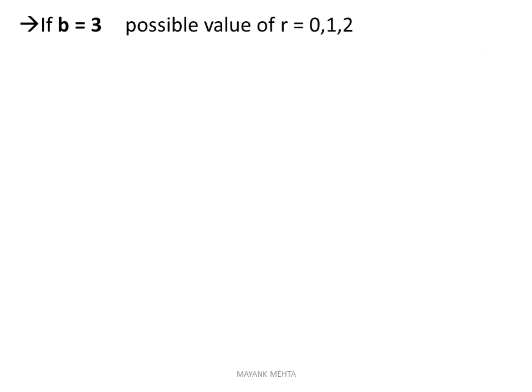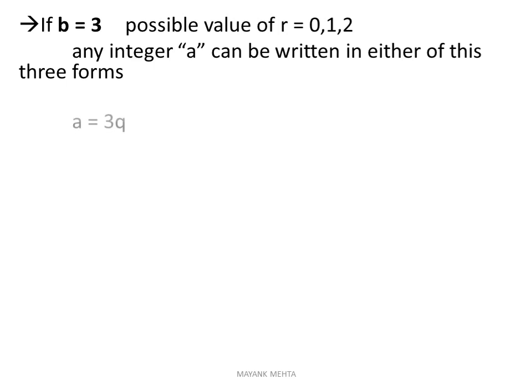Now, suppose we are taking b is equal to 3. So we have seen that the possible value of r is either 0, 1 or 2. So any integer can be written in this form. Either it can be 3q where r is equal to 0, or 3q plus 1, or 3q plus 2. Any integer, you can take any positive integer as you want, it will be of one of these three forms.